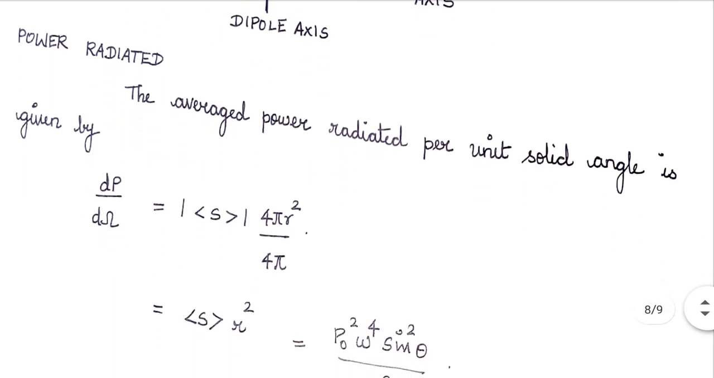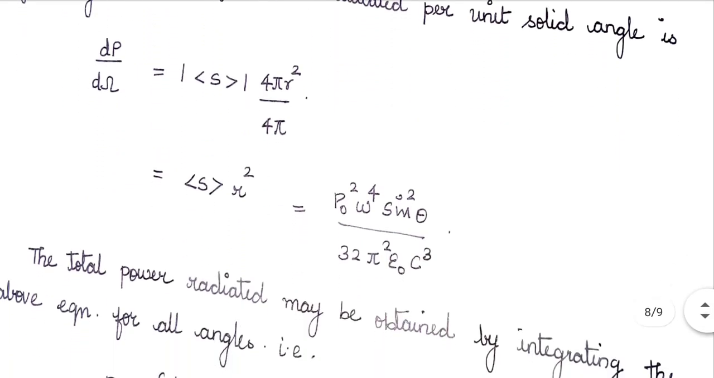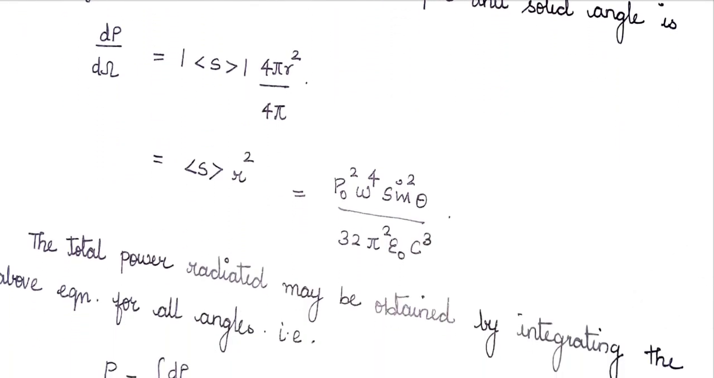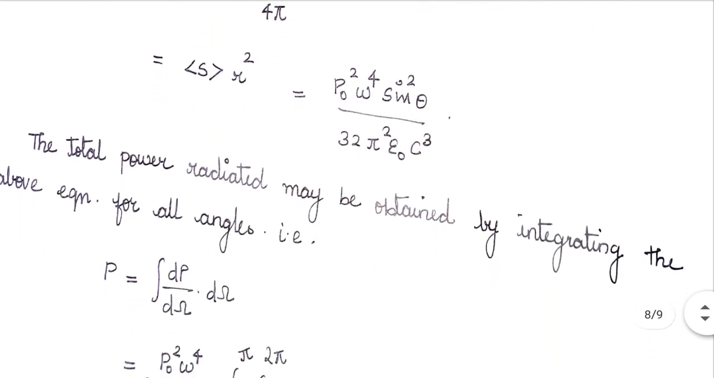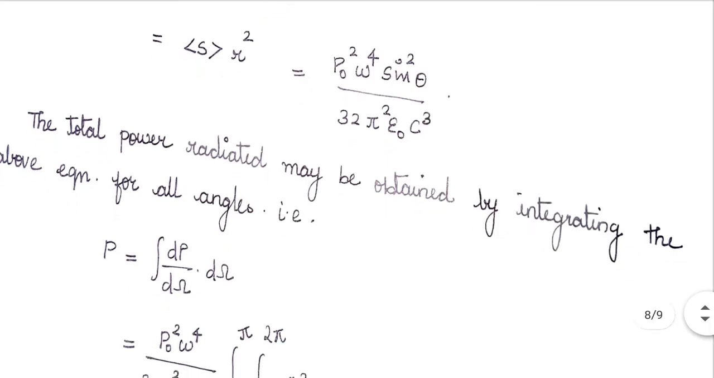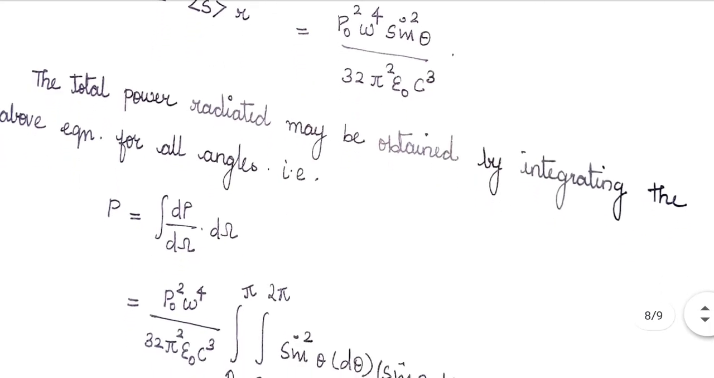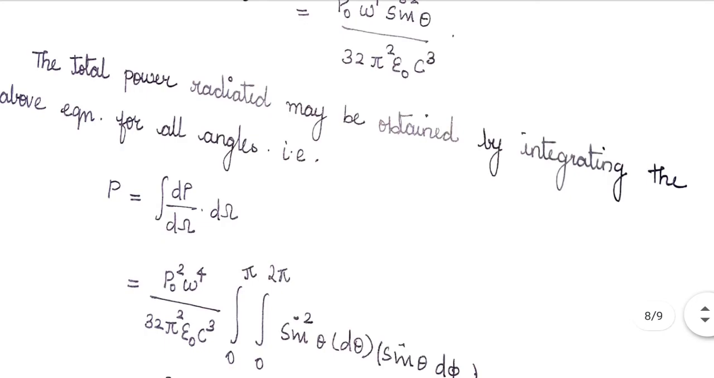Next, let us calculate the power radiated due to an oscillating dipole. The average power radiated per unit solid angle is given by dP by d omega, that is, S average into 4 pi r square divided by 4 pi, the solid angle, so S into r square. So, dP by d omega is equal to p naught square omega power 4 sin square theta by 32 pi square epsilon naught c cube.